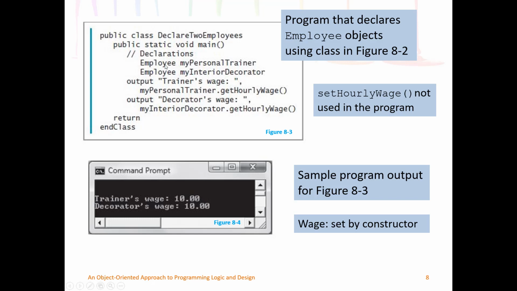And this is using the constructor. So it says output trainer's wage. And to output it, I use the object dot the method. So the object name is my personal trainer dot get hourly wage. And then the output decorator's wage. And then again, object my interior decorator dot get hourly wage.